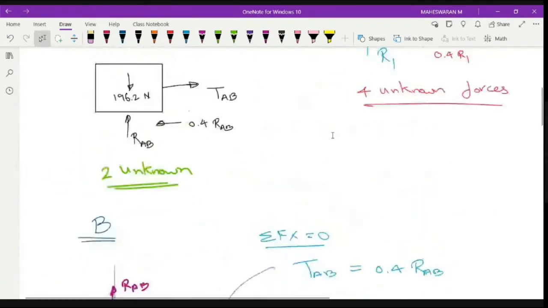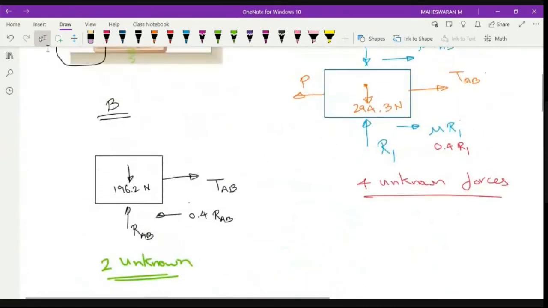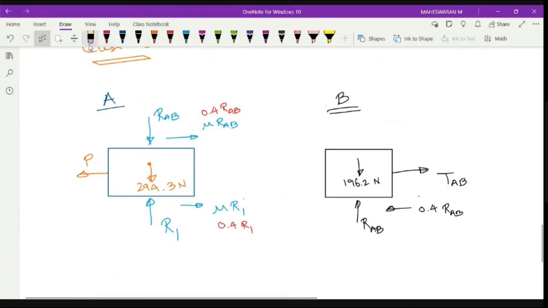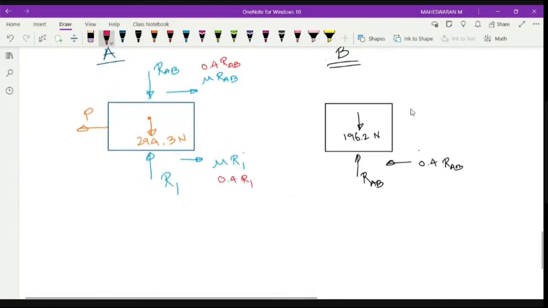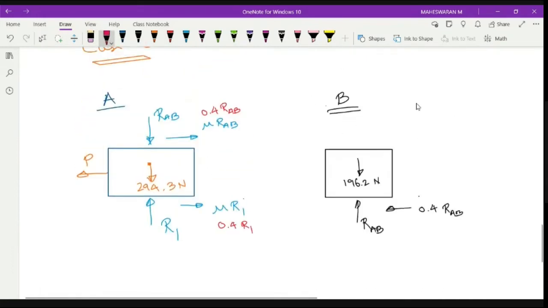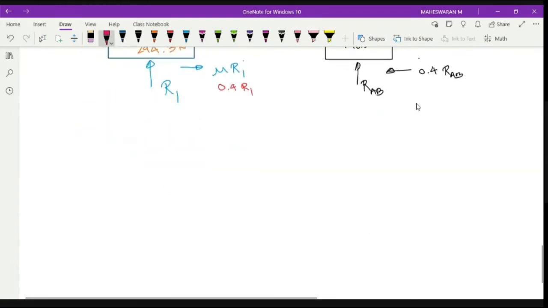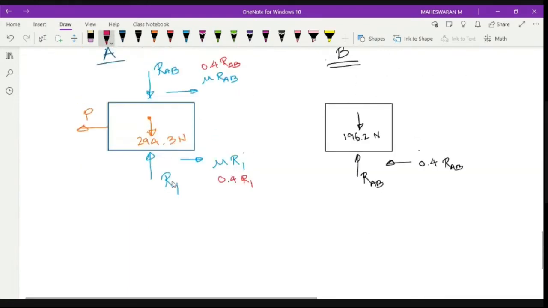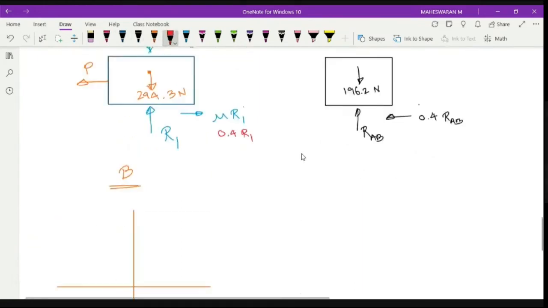Similarly, if I consider B, B is also similar except this TAB. So this is also not available, not required. So only these things are there. Again, if you look here, the minimum number of unknown forces is applicable only for B, right, when compared to this. So we start with B again, right?